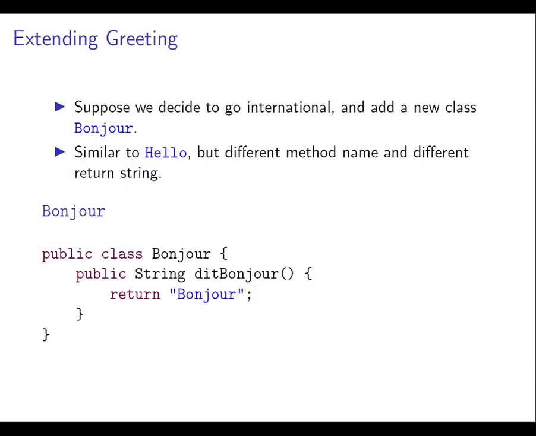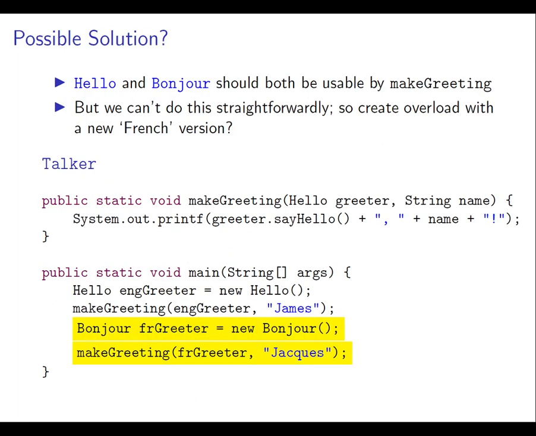But suppose that we would like to go international now, and we would like to add a new class called Bonjour. And the idea here is that it should do the equivalent thing in French, and so perhaps the most natural follow-your-nose type thing is to say we'll have a public class Bonjour, but we'll change the method name, so this one will have disBonjour, and it will return "Bonjour". But the trouble is, we would like both of these classes to be used in a uniform way by our same makeGreeting method. But this doesn't really work.